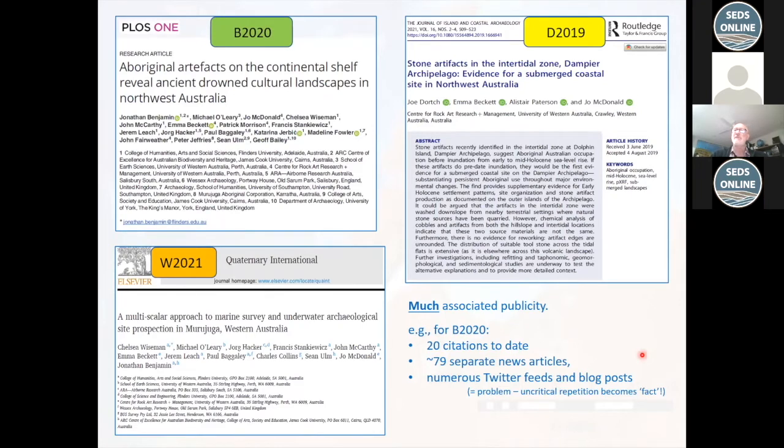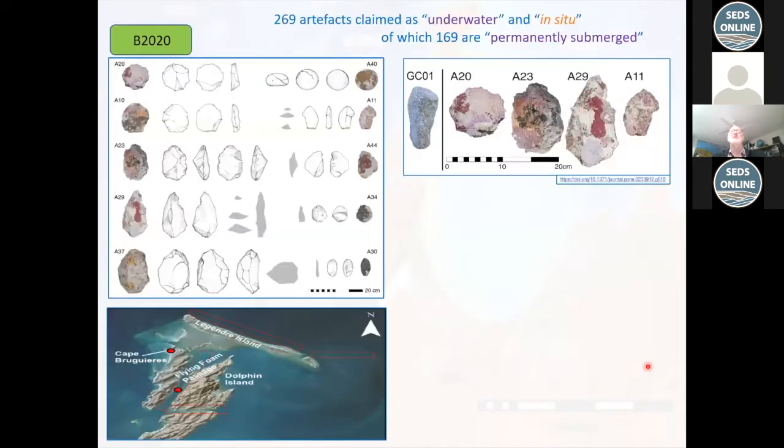The problem is that if the publicity is uncritical, then we have the prospect of repetition becoming fact. And when we look at all the citations, all those news articles, everything just accepted the paper's claims. And I'll describe what those claims are briefly.